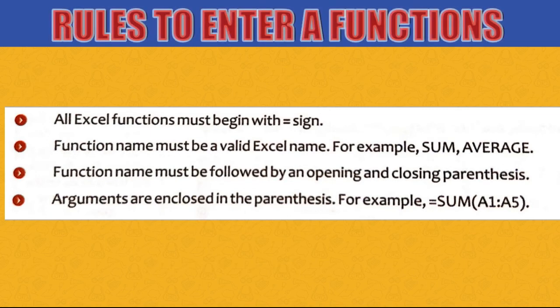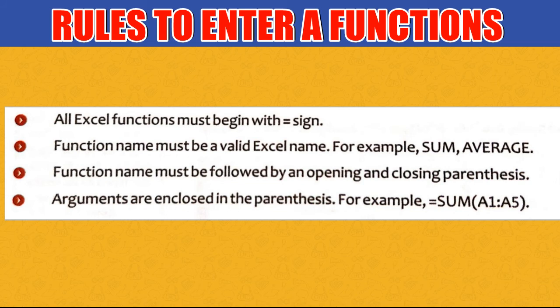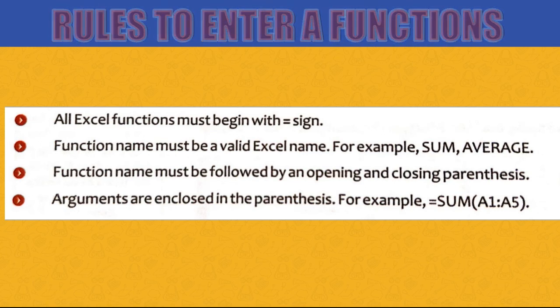Rules to enter a function. First one, all Excel functions must begin with equals to sign. Second one, function name must be a valid Excel name. For example, sum, average. Third one, function name must be followed by an opening and closing parenthesis. Fourth one, arguments are enclosed in the parentheses. For example, =SUM(A1:A5).